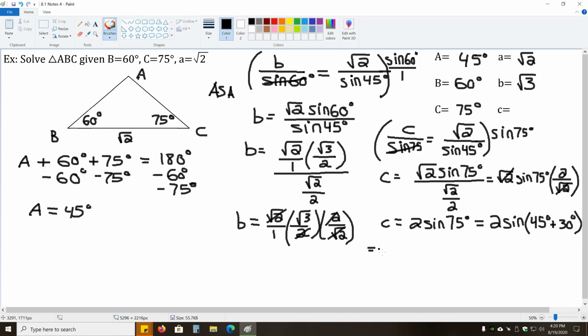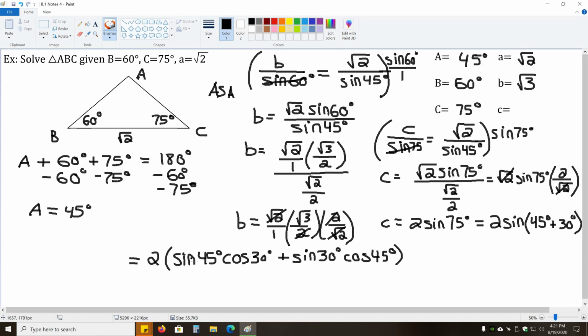So simplifying, I'm actually going to write this a little bit more to the left because this is a bit long. We get 2 times sine of 45 plus 30 degrees. We're going to use the sum identity for sine, which says we take sine of the first angle, which is 45, times cosine of the second angle, which is 30, plus sine of the second angle, which is 30, times cosine of the first angle, which is 45.